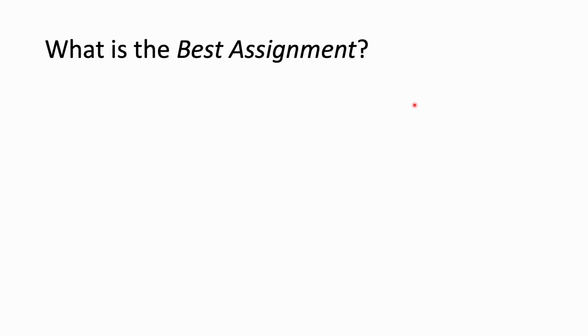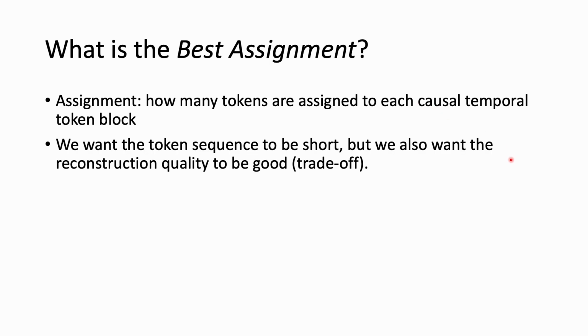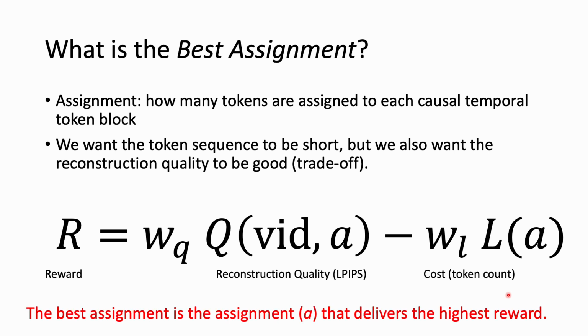But how can we define the best assignment? An assignment is how many tokens are assigned to each causal temporal token block, and we want the token sequence to be short, but we also want the reconstruction quality to be good. So we define a reward to measure how good an assignment is. It contains 2 parts. One part is the reconstruction quality of this video given the assignment A. This is the outcome, the return, so the more the better. Another part is the total token count. This is the cost, so the fewer the better. And the best assignment is the assignment A that delivers the highest reward.